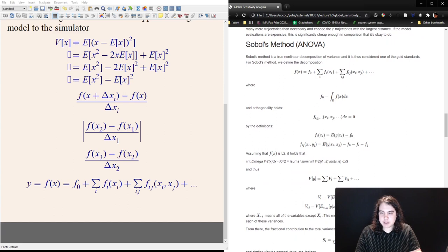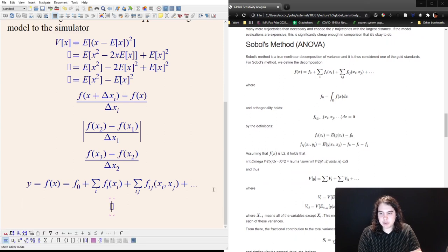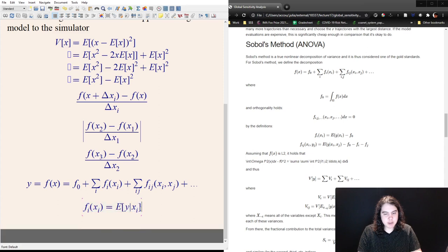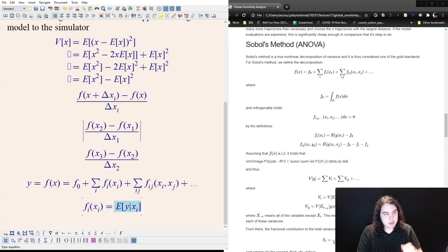And what you then get is these definitions. So f sub i of x sub i is equal to the expected value of y given x sub i. This is what happens when you fix a value of x sub i and then take the integral over all other parameters, and that tells you what the expected value of y is given a choice of x_i.